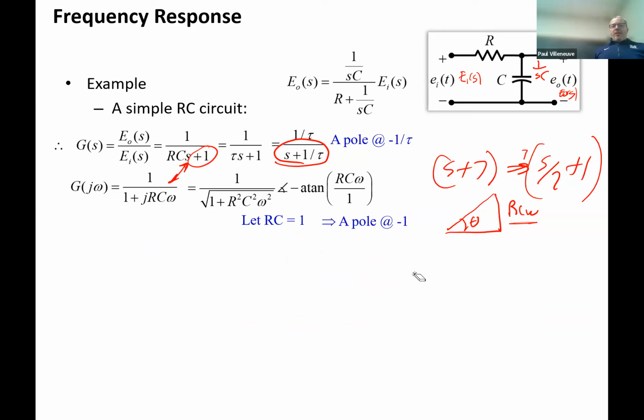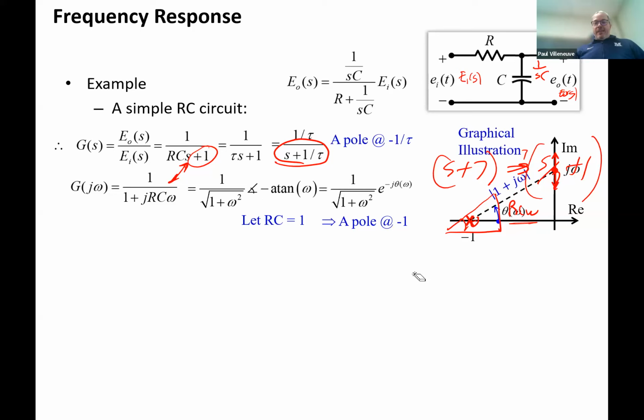So with my value of RC equal -1, I'm going to have a pole at -1. And now my equation just simplifies to 1 over the square root of 1 plus omega squared and the inverse tangent of omega, because the RC is just equal to 1. So then I can write this using Euler's identity. Again, it's the same thing.